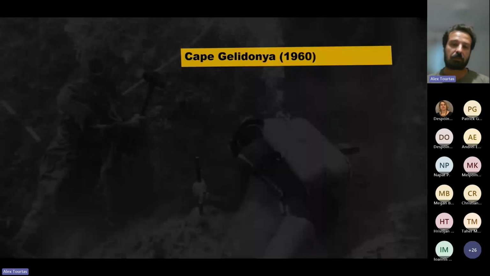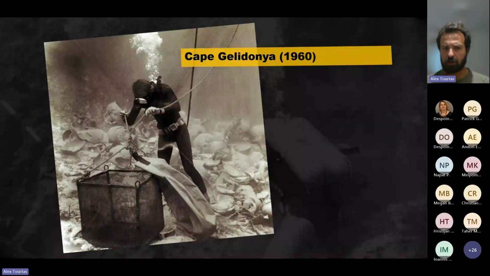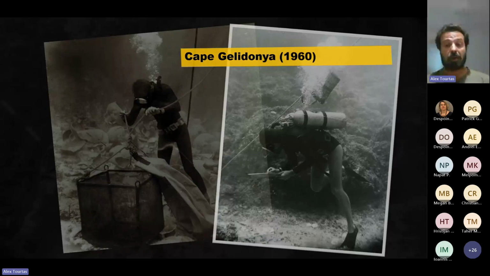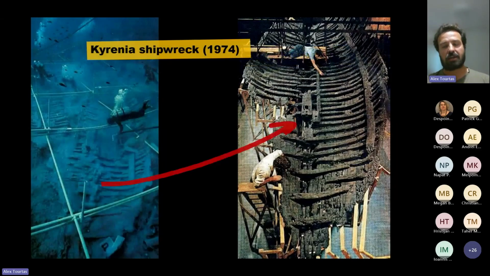So we have some of the first pioneering work in Cape Gelidonya by archaeologist George Bass and his collaborators. They were actually taking archaeology and introducing it into the underwater environment. There were many expeditions and projects that started in the 70s, like the Kyrenia shipwreck, and we started getting material out of the water in order to be able to study and interpret it.